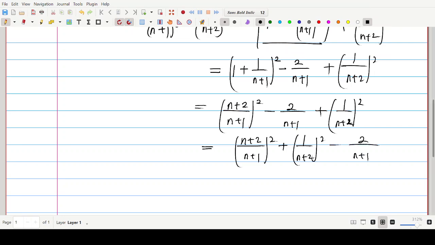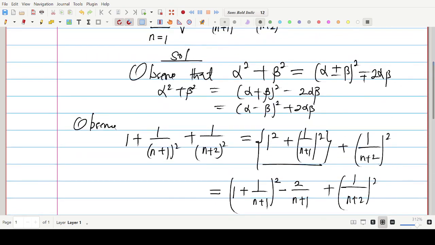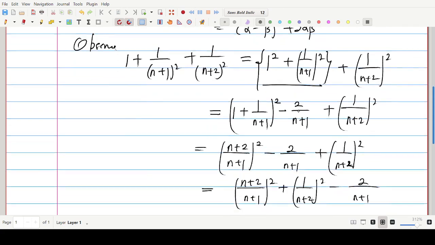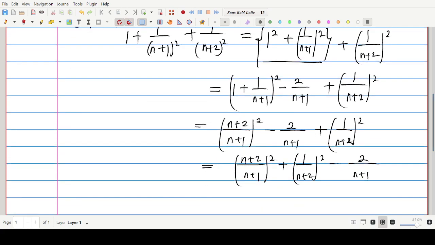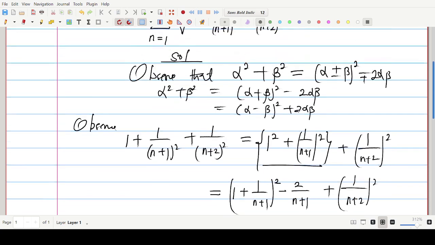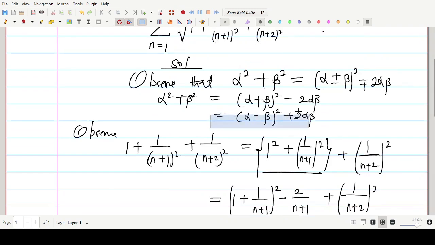Now looking at this expression once again, do you see that? It resembles exactly what you're seeing here. But in this case, my alpha is n plus 2 over n plus 1, while my beta is 1 over n plus 2. So on taking this identity, expressing it in terms of this second result, we shall have a very beautiful form.